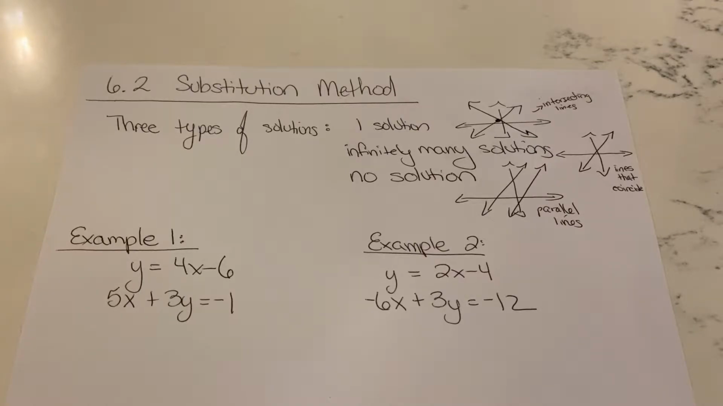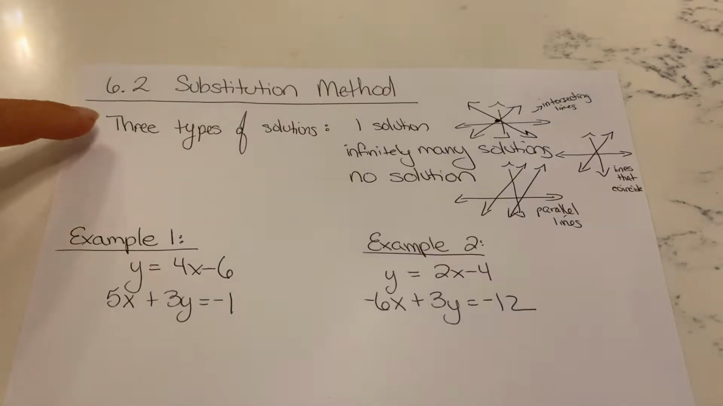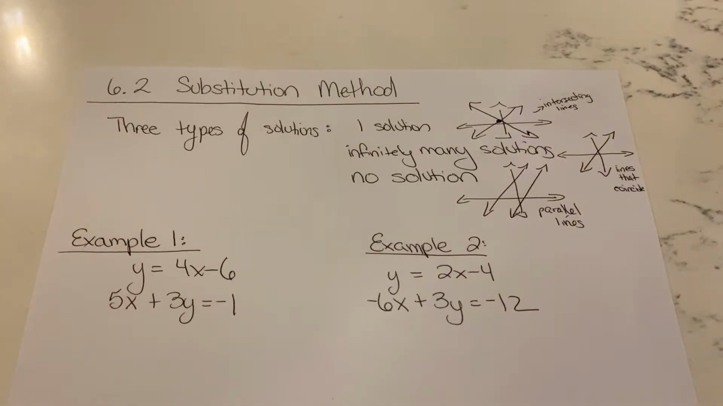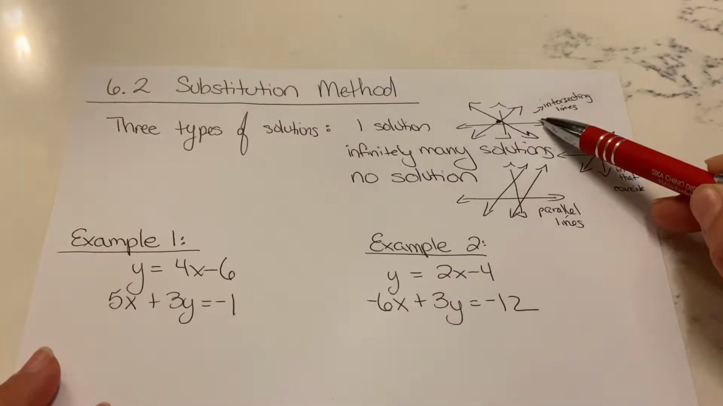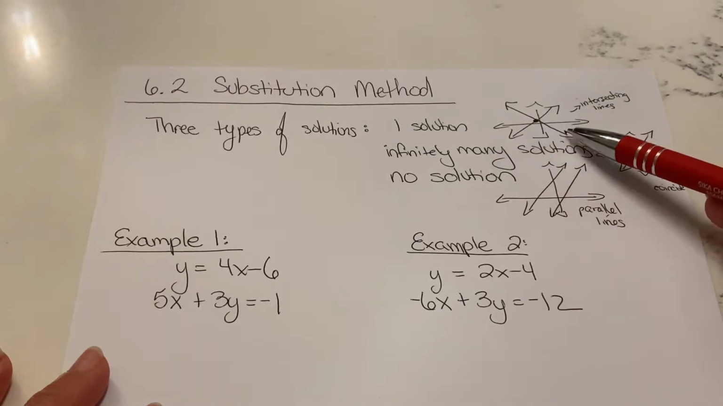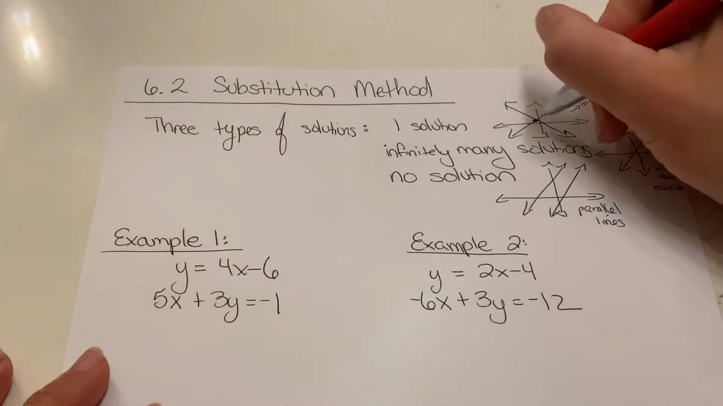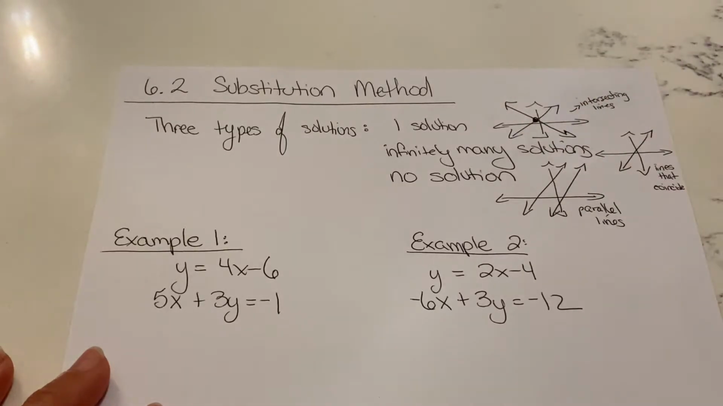So first, let's recap how many types of solutions there are. There are 3 types of solutions. One solution, so when you solve, you will get one solution. And the graph that goes with one solution represents intersecting lines. So when they intersect at one point, that's why it represents one solution. So one solution goes with intersecting lines.